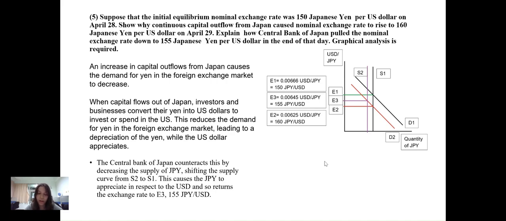The Central Bank of Japan counteracts this by decreasing the supply of the Japanese yen, shifting the supply curve from S2 to S1, and this causes the Japanese yen to appreciate with respect to the US dollar, and so returns the exchange rate back to E3. That would be 155 Japanese yen per US dollar.